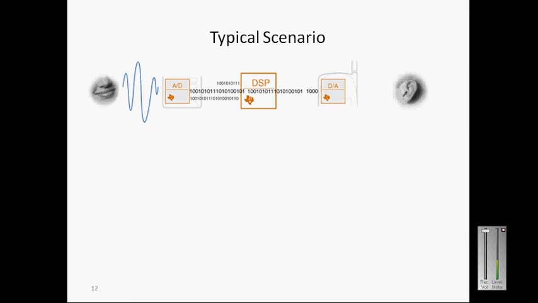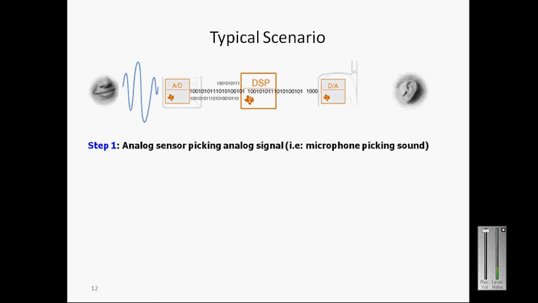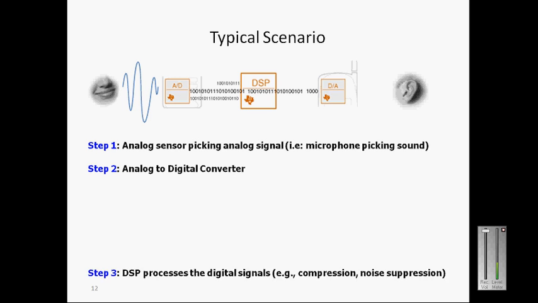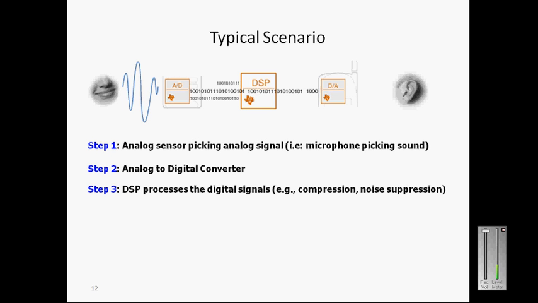This is a typical scenario of a signal processing technique. Here we are taking a speech signal with the help of an analog sensor picking up the analog signal, that is, a microphone picking up the sound signal. Then it is converted into a digital signal with the help of an analog to digital converter. Then the digital signal processor processes the signal, for example compression, noise suppression and amplification. After that, finally the digital signal is converted into an analog signal. Then only the real time signal is obtained. So finally the amplified signal will be heard over here.